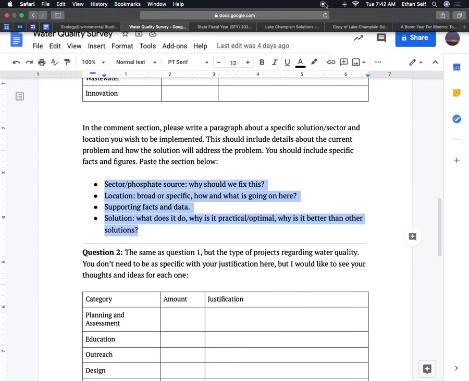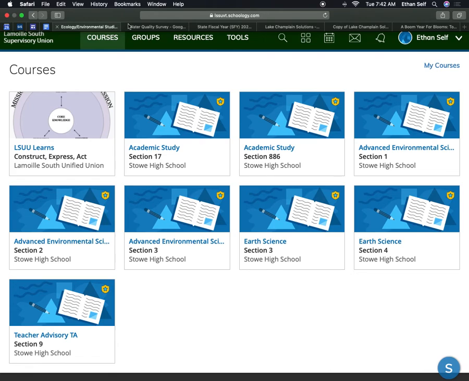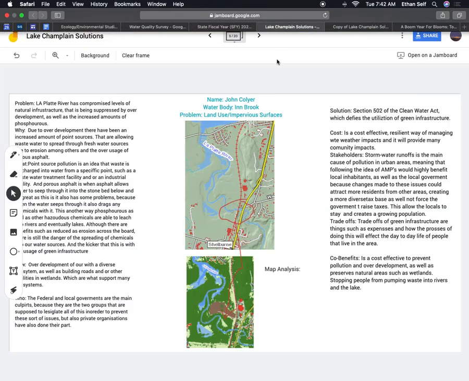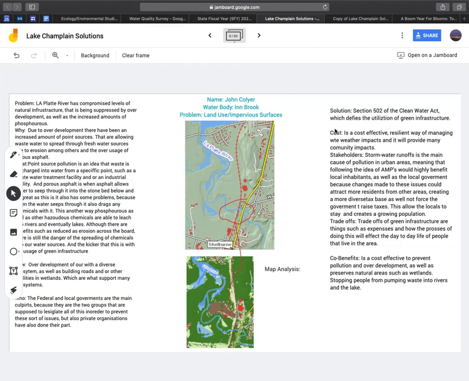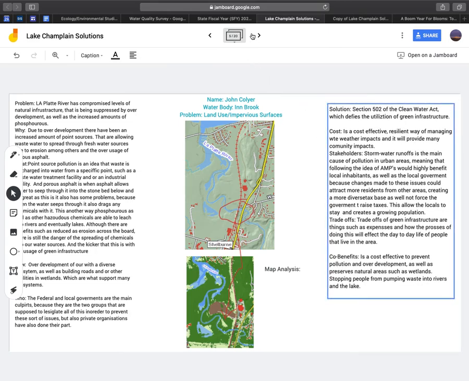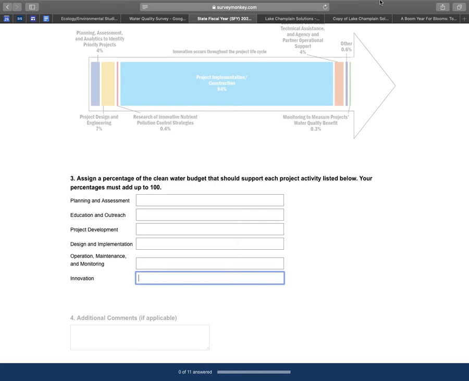I have office hours tomorrow, so if you need help, please let me know. If you get lost or confused, also please let me know. At this point, I'm expecting that your problem is finished in terms of the costs, the stakeholders, the trade-offs, and the co-benefits. If you need help with that, also see me for office hours.